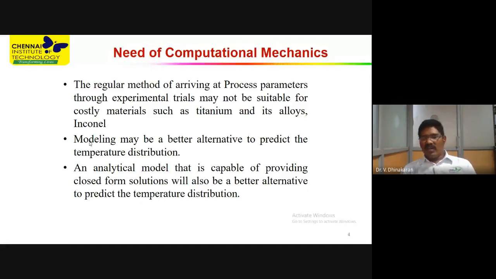Okay, so let me explain computational mechanics using another example. What you will do? You are going to weld a component.